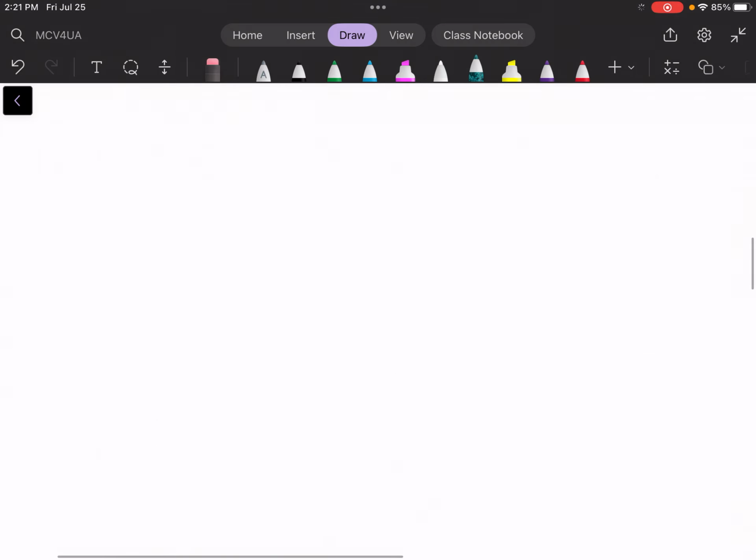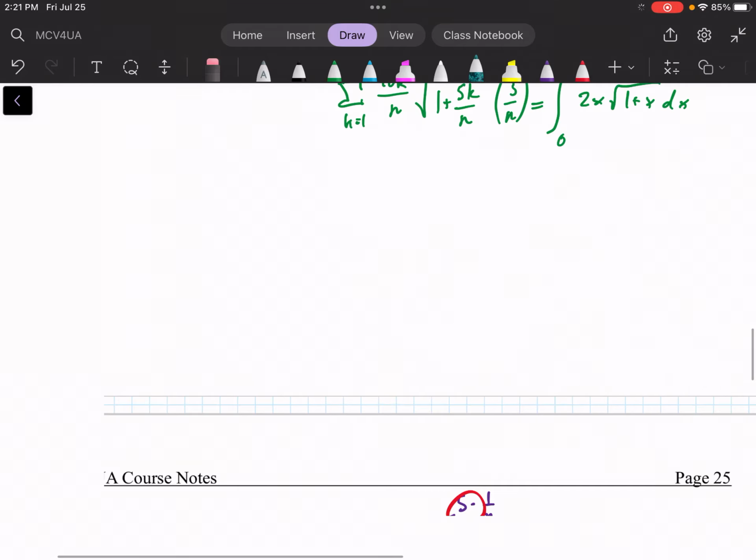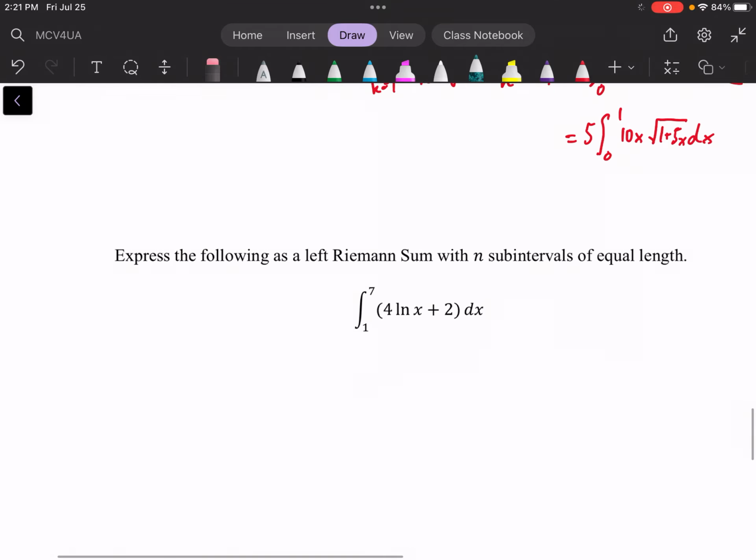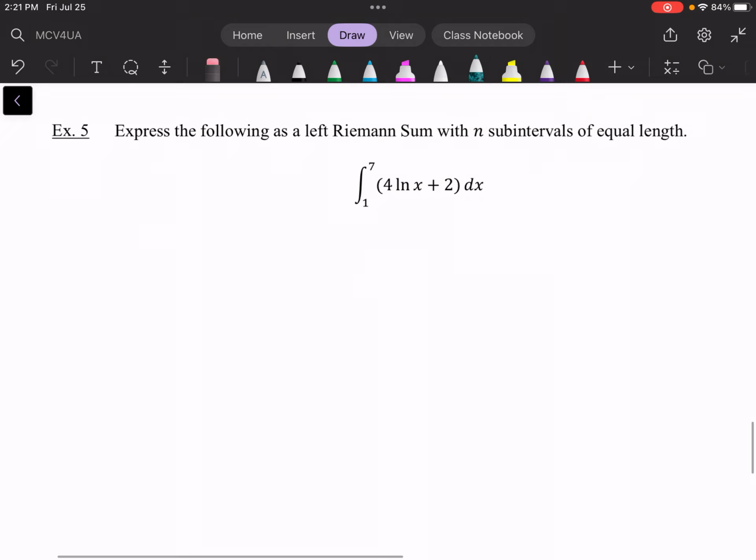Okay, so let's take a look at our last example. We'll see if you can figure that one out. Please realize this last one is a left Riemann sum that we're looking for. So it's asking us to now take the integral and change it into a left Riemann sum. Now also notice that this value goes from 1 to 7. So that means we have to have our a value.